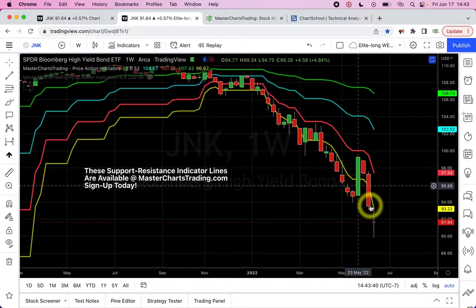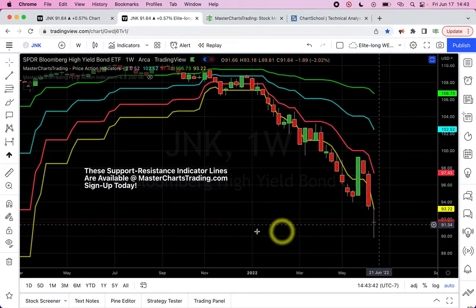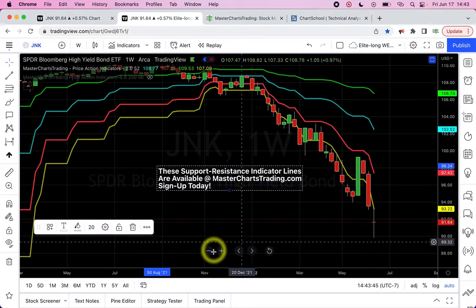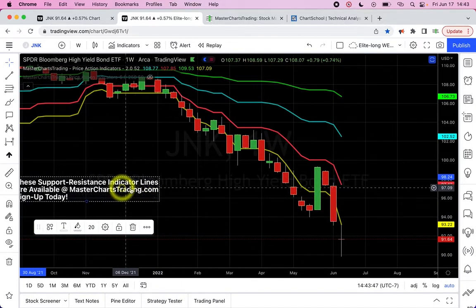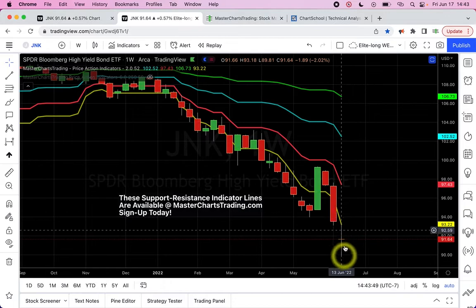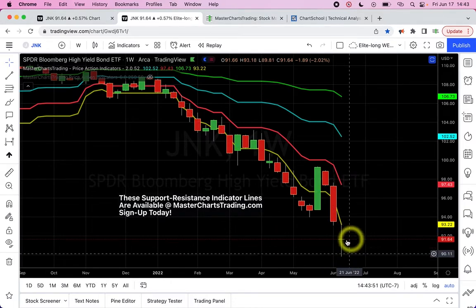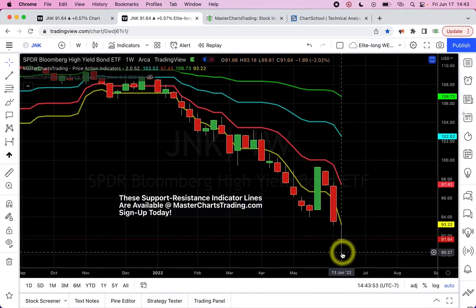Notice huge move down. Notice this candle from today, from this week. This is a weekly chart, meaning that this one little thing that I'm hovering over contains 5 days worth of trading.